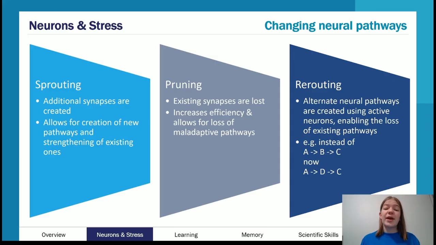So you have sprouting, where additional synapses are created. This allows you to create new pathways or strengthen ones that already exist. Pruning, where we're going to get rid of stuff, so we're having loss of existing synapses. This is helpful because it can allow you to lose maladaptive pathways that actually aren't that helpful to you. You don't want them. And it also increases efficiency. We also have rerouting, where alternative neural pathways are created using active neurons, enabling the loss of existing pathways. So instead of going from A to C using B, you can now go there using D instead.